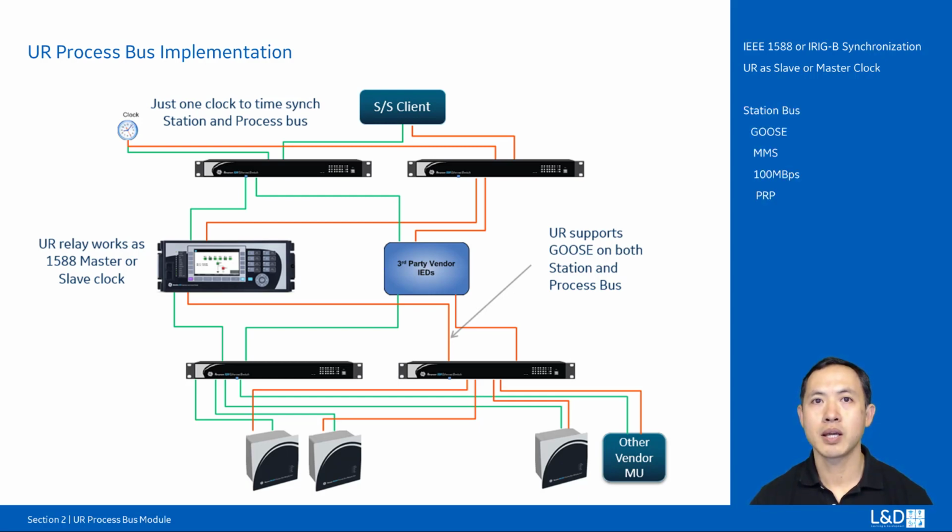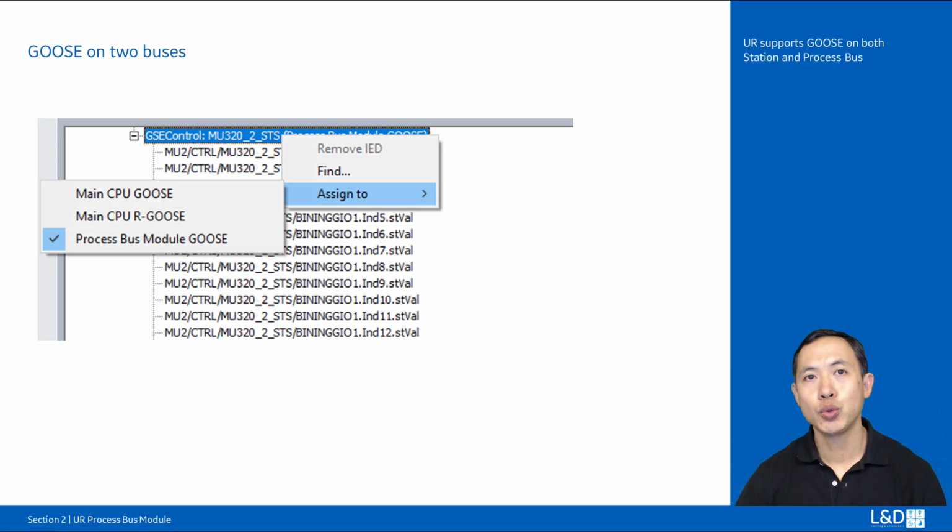Station bus supports MMS, while process bus supports IEC 61850-9-2LE and IEC 61869 sampled values. Both topologies support PRP. Process bus supports HSR and point-to-point. The UR supports GOOSE on both station and process bus. We'll explain more in the following exercise demonstration.